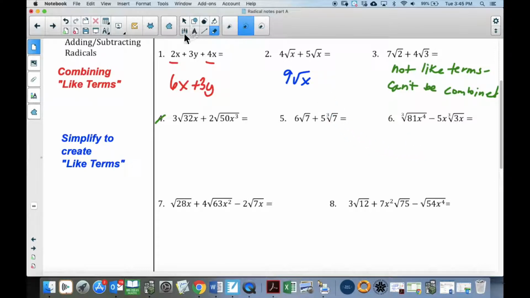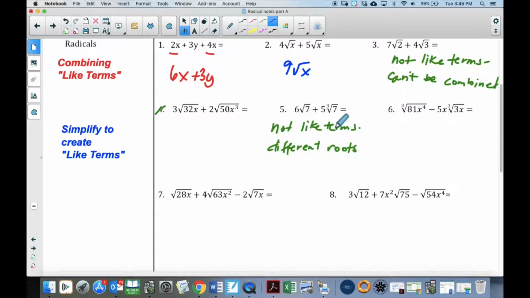So number 5, first of all, thinking about that concept of like terms, these also are not like terms. And once again, they cannot be simplified. The reason these are not like terms is they are different roots. On number 3, we had some that were not like terms because there was a square root 2 and a square root 3, those are different. But here it's because this is a square root and this is a cube root, and so we cannot put those together because they are different roots. But let's get back to what I was talking about a minute ago, that if we simplify it, maybe we can have some like terms. Now that's not going to work on number 5, but number 6 it will.